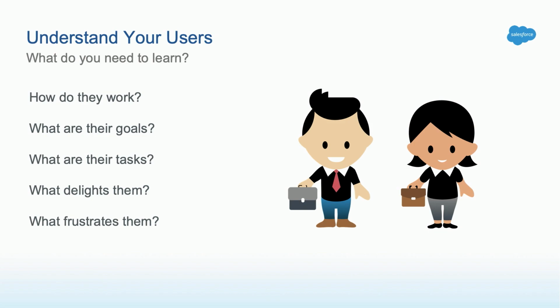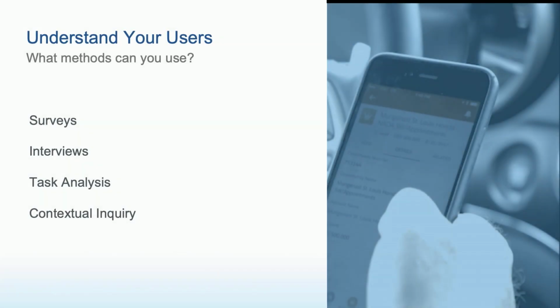So you might wonder, what methods do I use in order to get this information? Well, you can use surveys, you can use interviews, and you might already be familiar with these methods. But you can also use other methods like task analysis. Task analysis is literally when you sit down with your user and you see them conduct a task from start to finish and see what challenges they face, what speed bumps they hit.